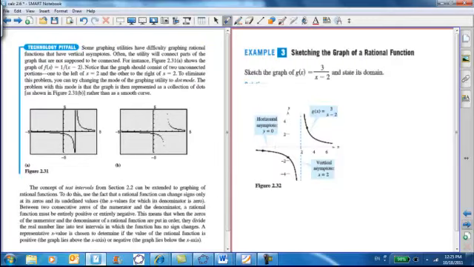Sketching the graph of a rational function. We have several examples I want to practice here, and let's look at a lot of the details involved with each.